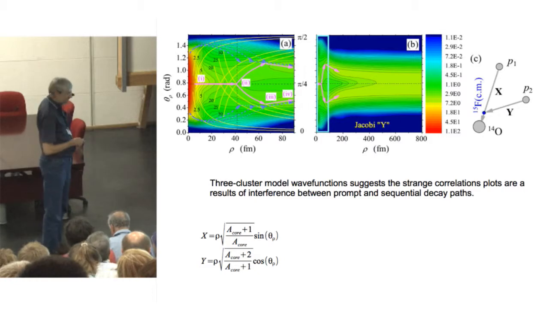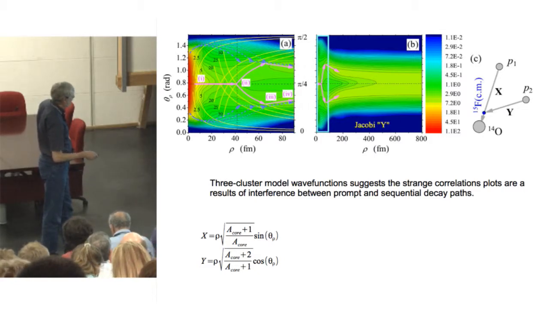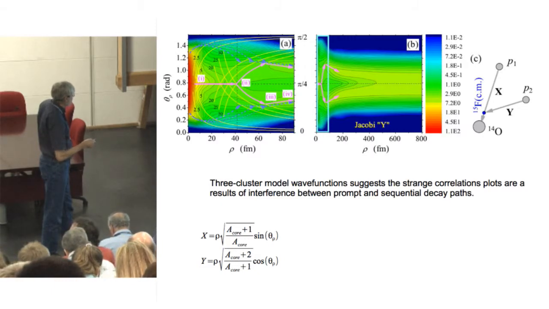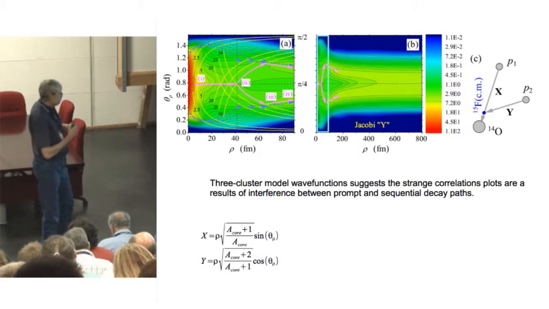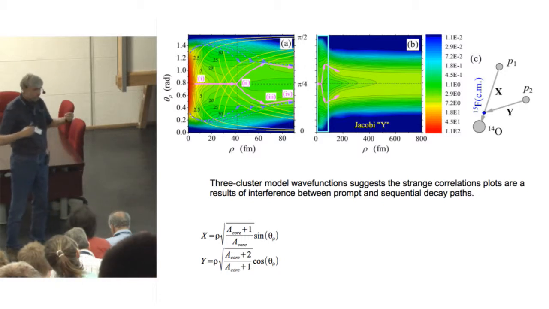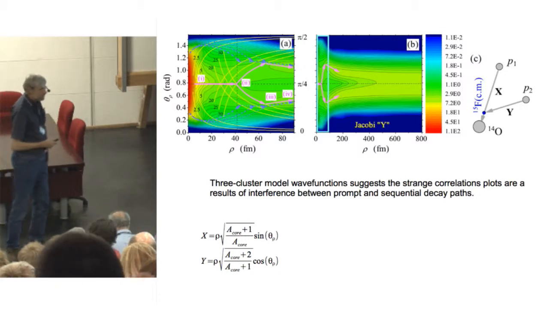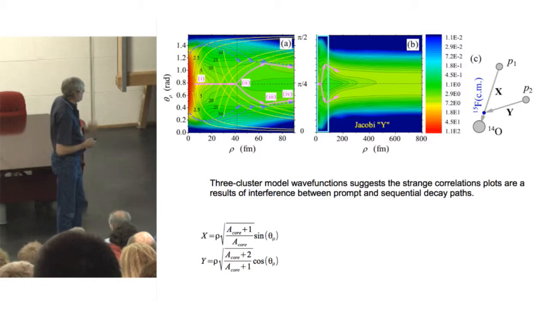I'll just finish up after this. We also see the other case where the other proton stays near the core, that's down here. But in this region here, x and y are the same, so we have the two protons escaping from the core at the same time. So we have both sequential and prompt processes.